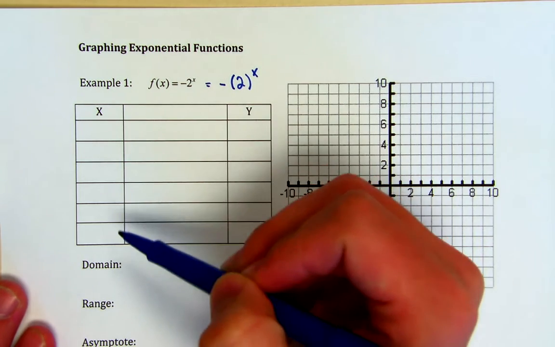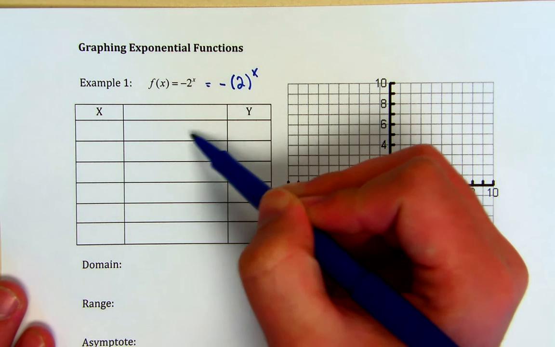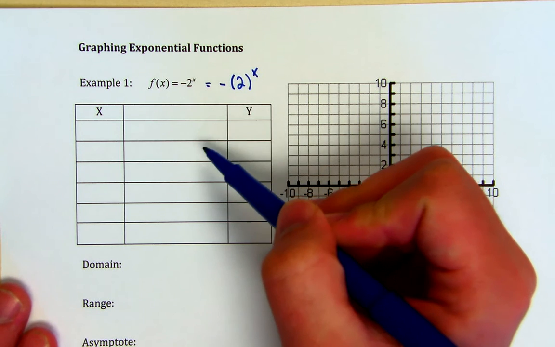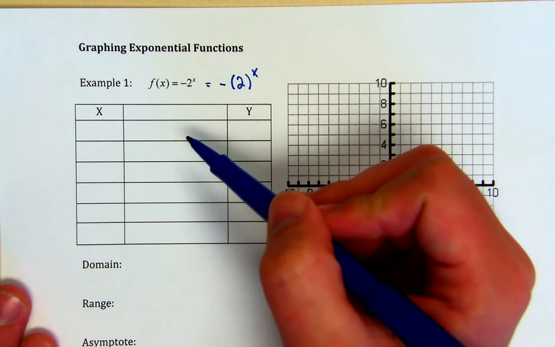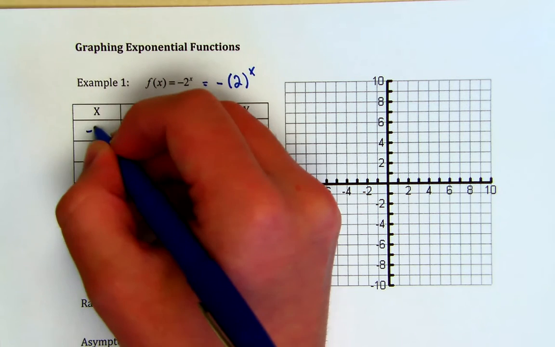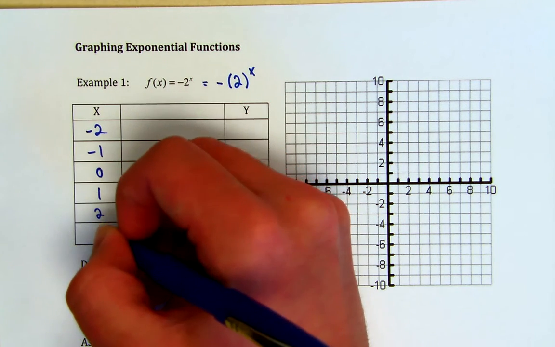Now when you make a table, you do not have to put this middle column in, but for the sake of this video, I want to show you how you would do this all by hand, since on some tests and quizzes, you are actually asked to do it by hand. So let's take some values: negative 2, negative 1, 0, 1, 2, and 3.